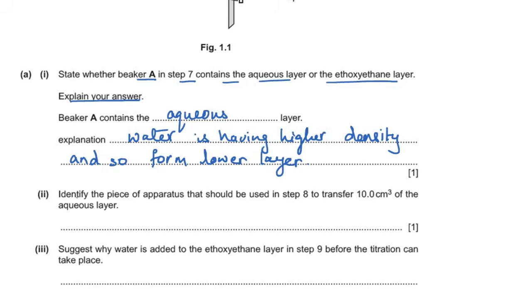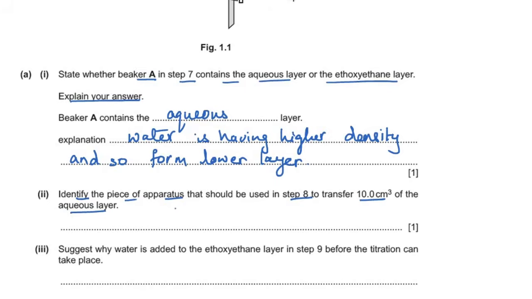The next sub question says identify the piece of apparatus that should be used in step 8 to transfer 10 centimeter cube of aqueous layer. Now if you go back, you will see that step 8 describes the performance of titration of aqueous layer with sodium hydroxide.